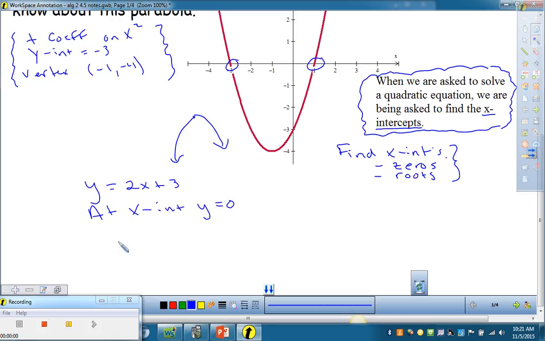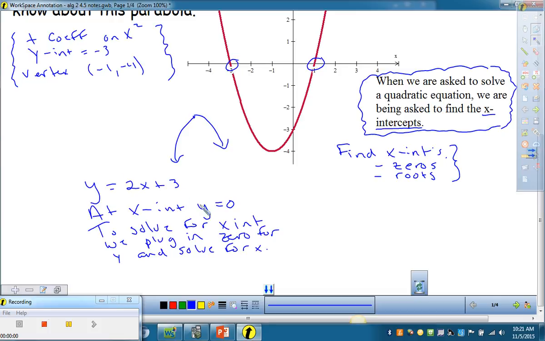At an x-intercept, y equals 0. So to solve for the x-intercept, we plug in 0 for y and solve for it. Easy enough. So here we would put 0 equals 2x plus 3. Solve for x, we would get negative 3 equals 2x. We would divide by 2. And we would get negative 3 halves equals x, and that's where this line crosses the x-axis.